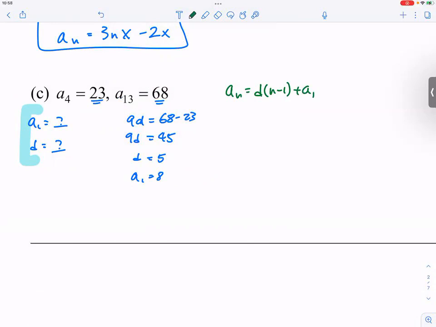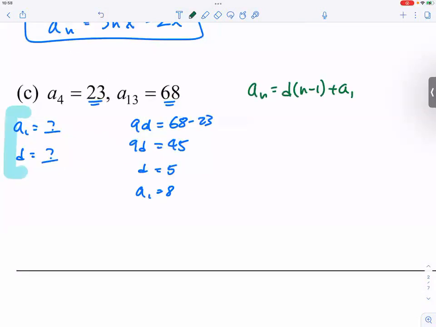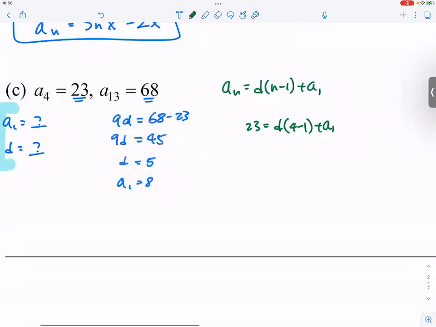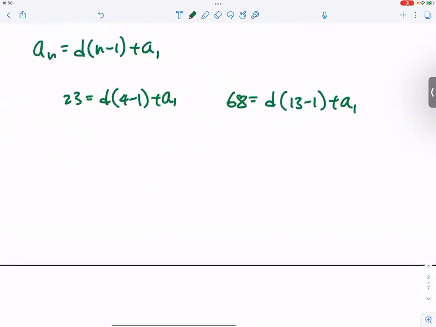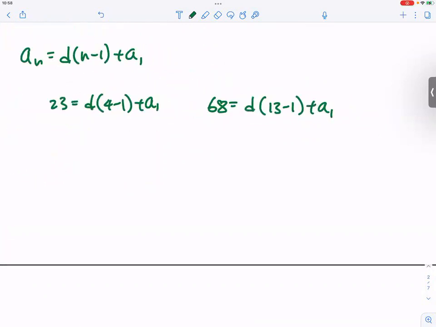If we have A4 and A13, then we know the n value. So we can say, oh, 23 is equal to D times 4 minus 1 plus A1. Hey, we have 2 unknowns right there, the D and A1. And on the other hand, we can write down 68 is equal to D times 13 minus 1 plus A1. What I want to emphasize here is that if you see 2 unknowns and you have 2 equations, then you know one thing for sure. You can solve it.